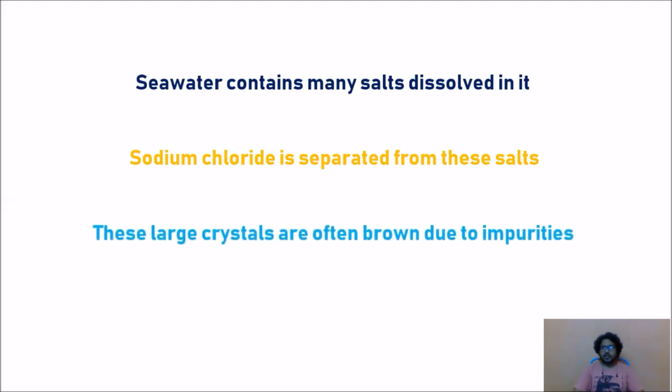The large crystals are often brown due to impurities, and that brown colored salt is known as rock salt. They may ask you a question: what is meant by rock salt? Rock salt is large crystals of salt which are brown due to presence of impurities and sand particles. That is known as rock salt.